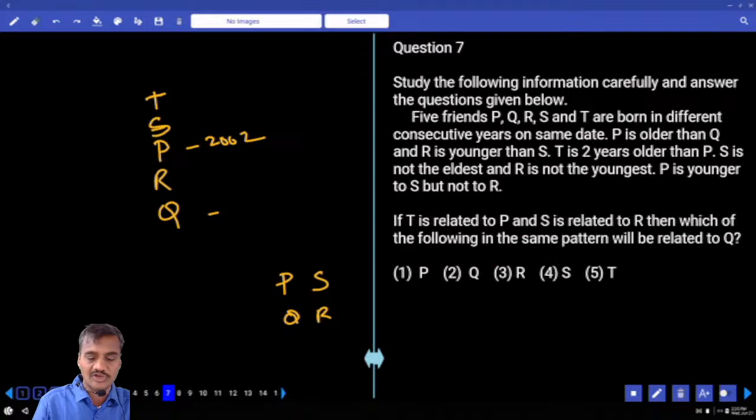And the seventh one, T related to P. That is, T is 2 years elder than P. S is 2 years elder than R. And Q is 2 years younger than whom? Who is 2 years elder than Q? P. That is choice 1, question number 7.